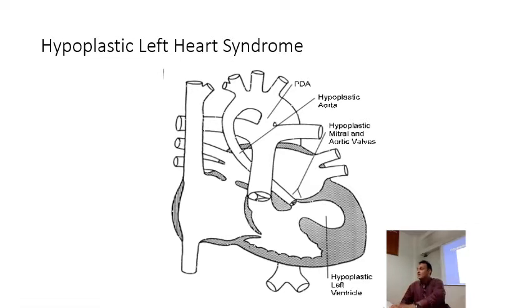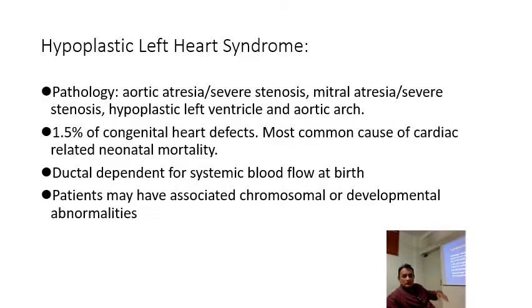We get these patients in the pediatric cardiac ICU, and they are all newborns. This is single ventricle physiology, maybe out of your scope, but you need to know what happens. So you see all structures are small. There is a large PDA, hypoplastic aorta, and hypoplastic mitral and aortic valve. You can just see the structures. So what is the pathology? Aortic atresia, severe stenosis, and all left-sided structures are hypoplastic. It is 1.5% of congenital heart defects.